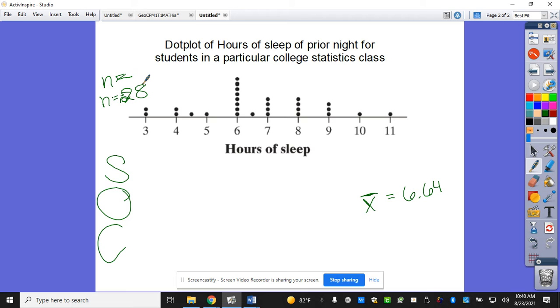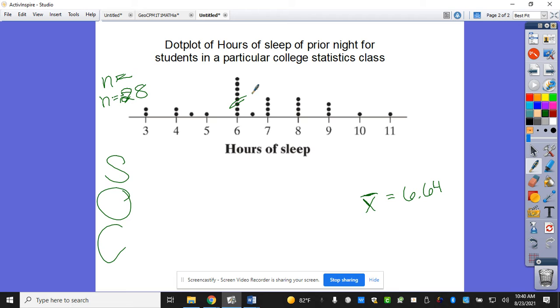So median, if I were doing median, what do I do with 28? Plus 1. Plus 1 is 29. What do I do with 29? Which gives me, so it's somewhere in 6. So our median would be 6, which means what in context?